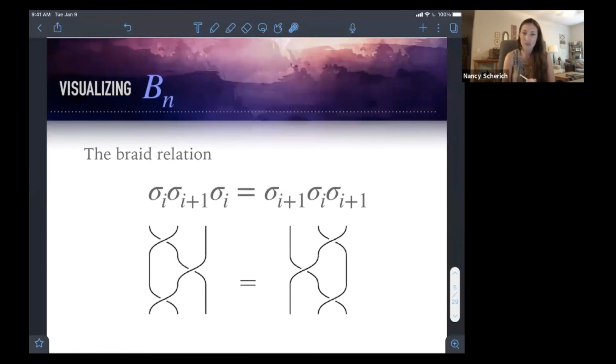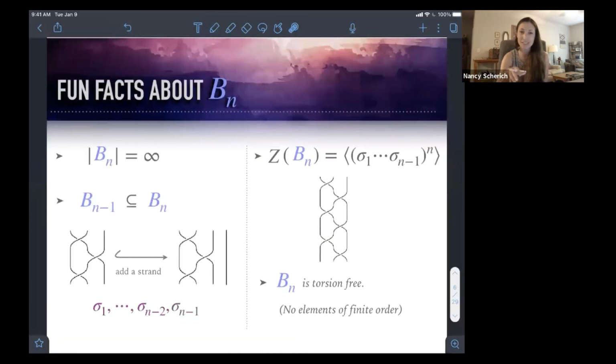This is just the Reidemeister 3 move. I like to see this as if you take this middle strand here, you can push it through to be on the other side. This is just a different configuration that those strands could take. And this is the braid relation. So that's the braid group. Hopefully you all have seen it before, but if not, I'm happy to be the first one to tell you about it.